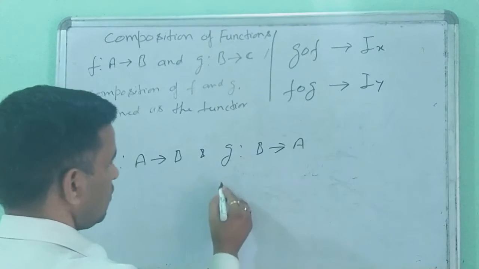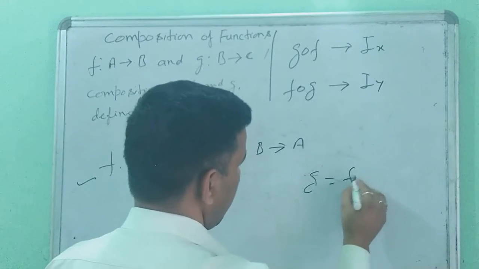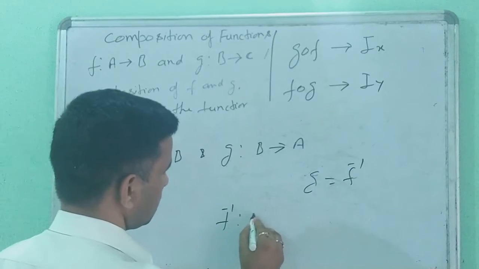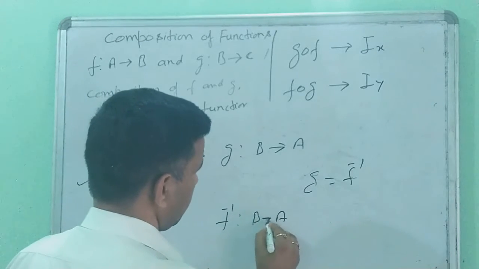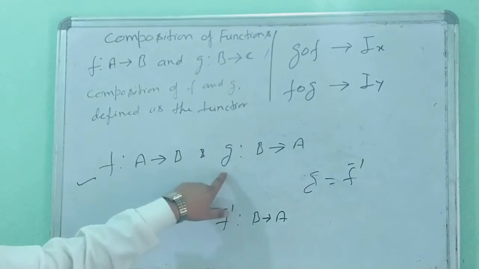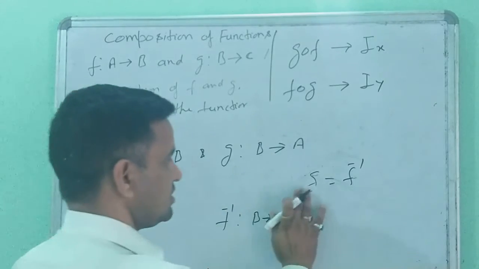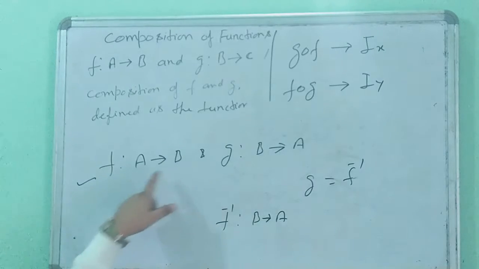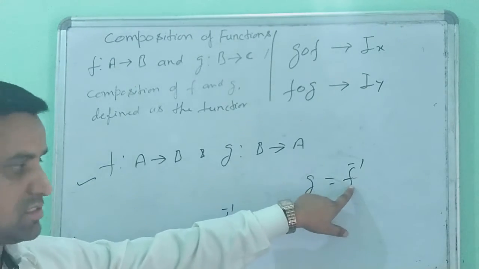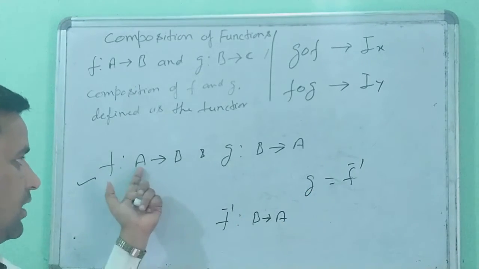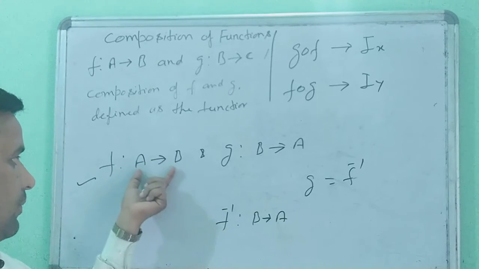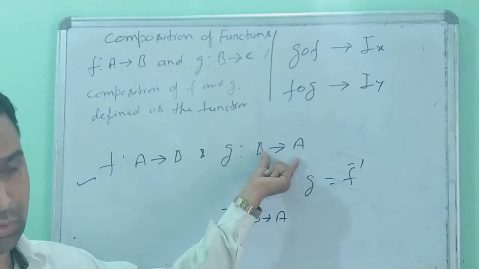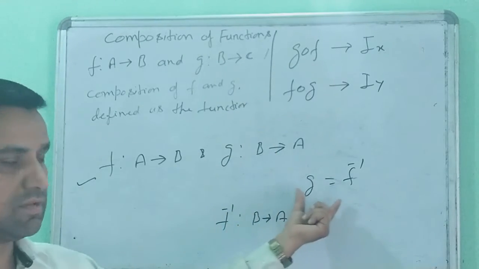So what is the value of g? The g will be f inverse. Function f and g have an inverse relation, because f from a to b is 1-1 onto, and this relation from b to a is also 1-1 onto. This is called the invertible function.